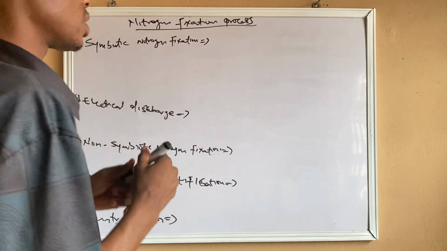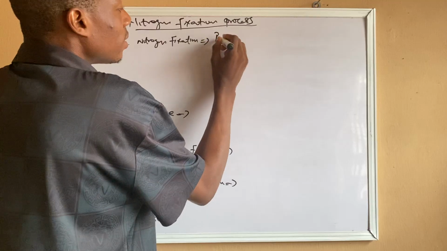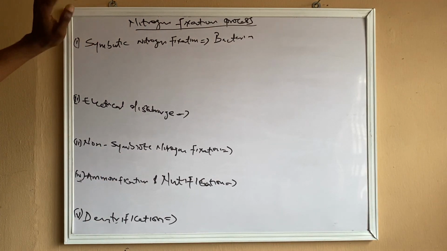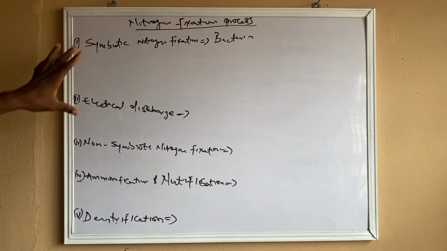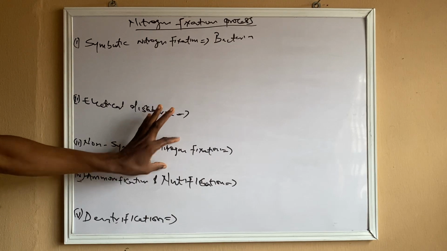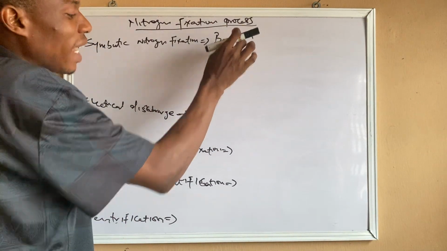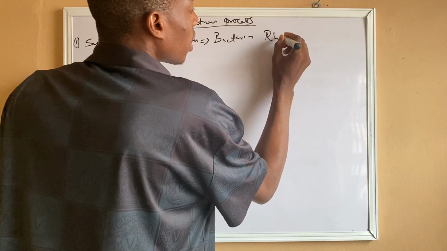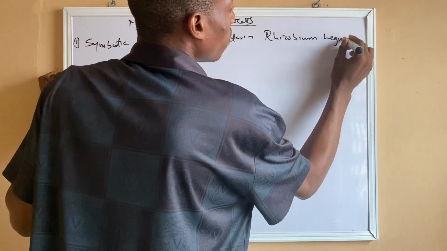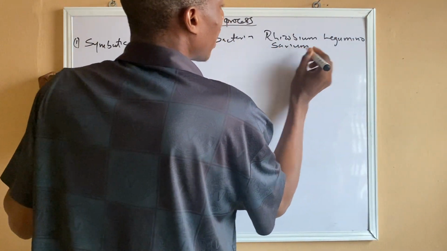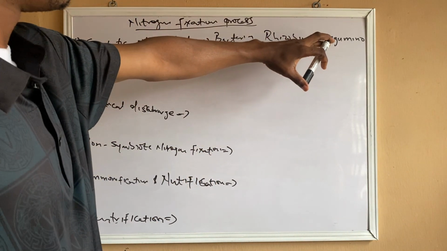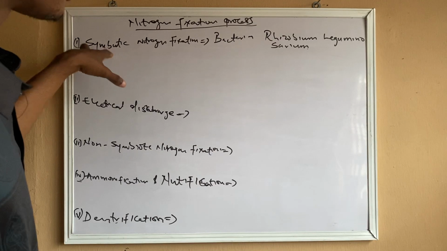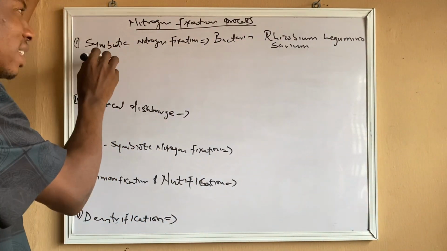Now symbiotic nitrogen fixation. That's the number one process. What occurs here is bacteria. When I discussed the nitrogen cycle, in the diagram I showed earlier, I talked about the difference between symbiotic and non-symbiotic nitrogen fixation, and that different bacteria are involved. The bacteria involved in symbiotic nitrogen fixation is called Rhizobium leguminosarum. This is the bacteria involved in symbiosis.